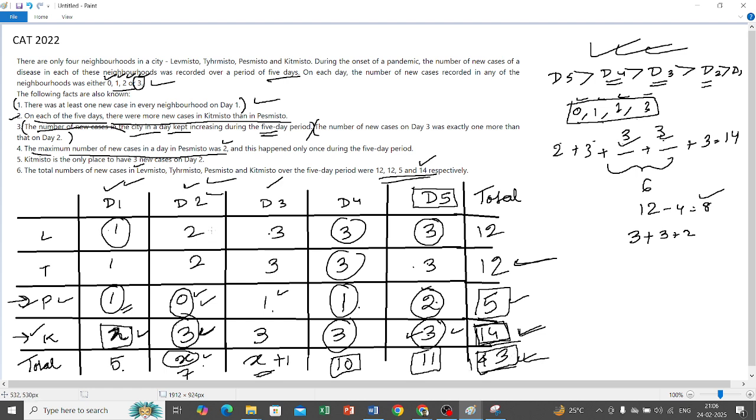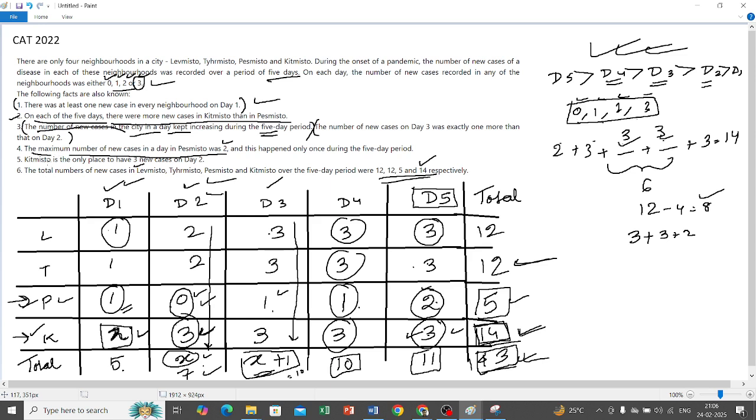You see, when I add these things, what am I getting? I am getting 7, right? 3 plus 2 is 5, 5 plus 2 is 7. When I add these things, what am I getting? 3 plus 3 is 6, 6 plus 3 is 9, 9 plus 1 is 10. Okay, which is incorrect. Why? Because this one has to be one more than this, right? That is what the instruction is.